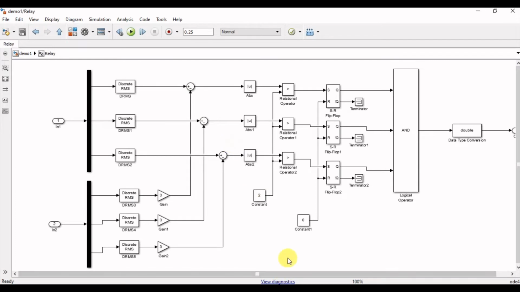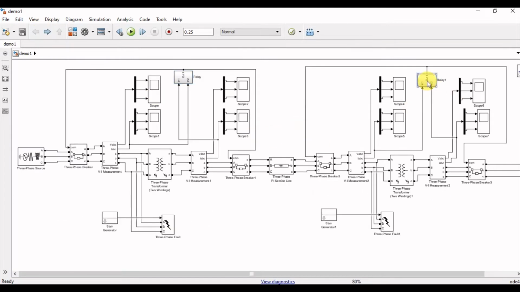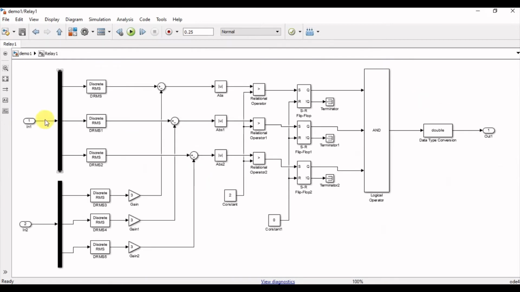So I have used two differential relays in my current scheme. So this is the diagram of the differential relay. If you guys don't have the idea of designing the differential relay, you can watch my last video to understand it completely. This is my second differential relay.